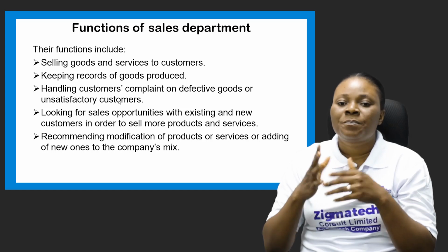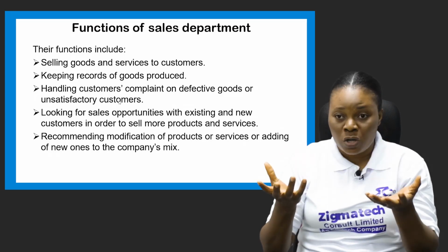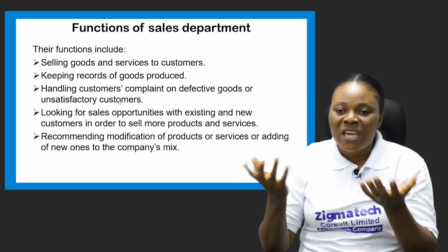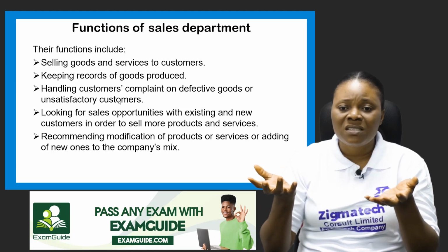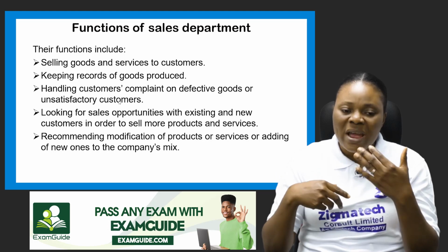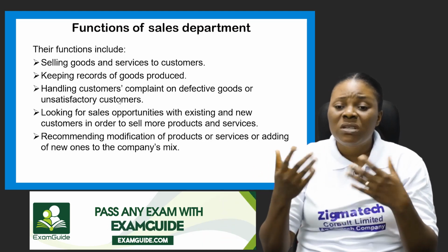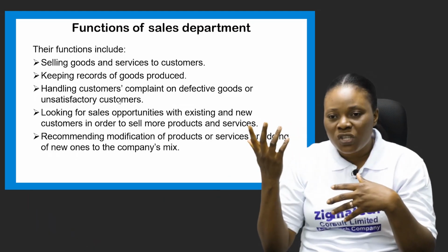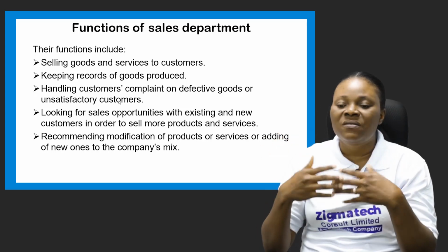Then lastly, remember, they are the closest to the consumers, that's the customers. So they recommend modification of products or services. That means they are the ones that get feedback from the customers. So when they get back to the office, they should be able to recommend modifications based on customers' complaints to the production department and also to the administrative department.